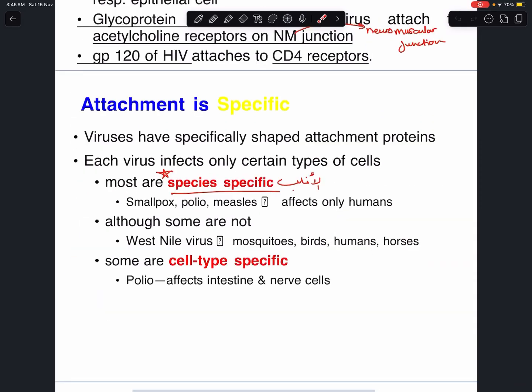Here, attachment is very specific. It can be species specific, mostly, and could be cell type specific, as I said before, like polio only affects intestines and nerve cells. In species specific, like smallpox, polio, and measles, they only affect humans. They cannot affect animals. So it is species or cell type specific, and some are not specific at all, like West Nile virus, which affects everything.